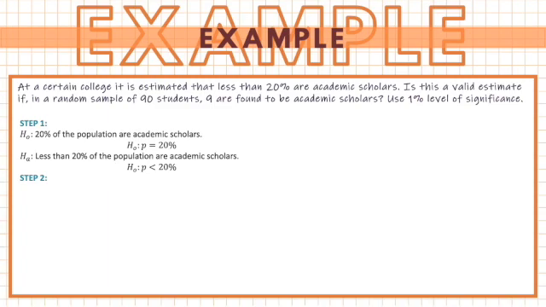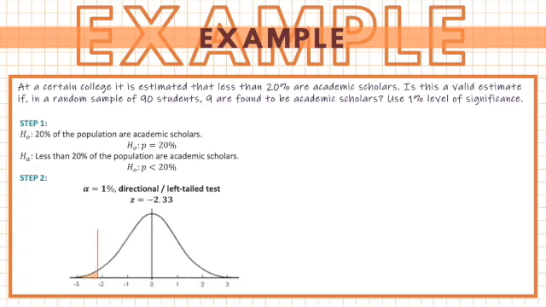We use 1% level of significance, and since we are trying to determine if less than 20% are academic scholars, then we use a left-tailed test. So at 1% level of significance, using a left-tailed test, we can see that our critical value lies at negative 2.33. So if our computed Z value is less than negative 2.33, then the decision must be to reject the null hypothesis.